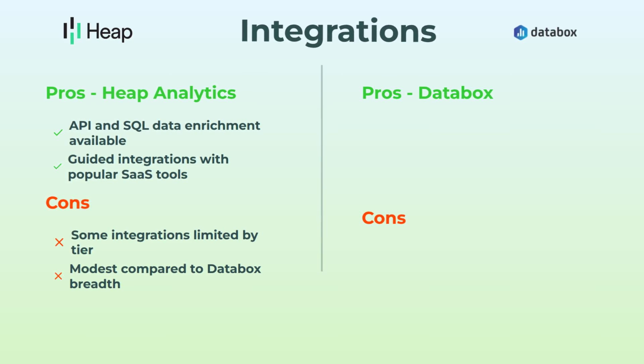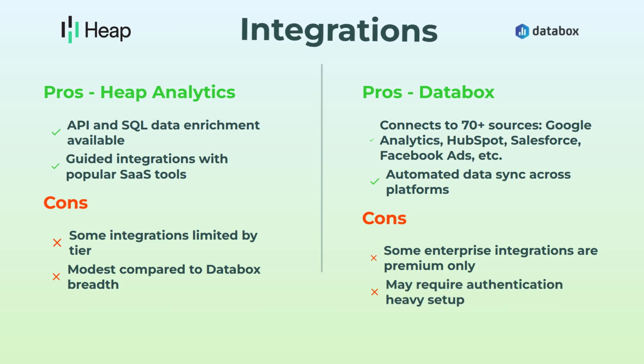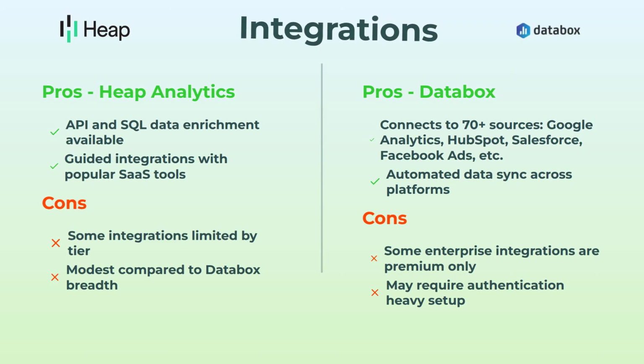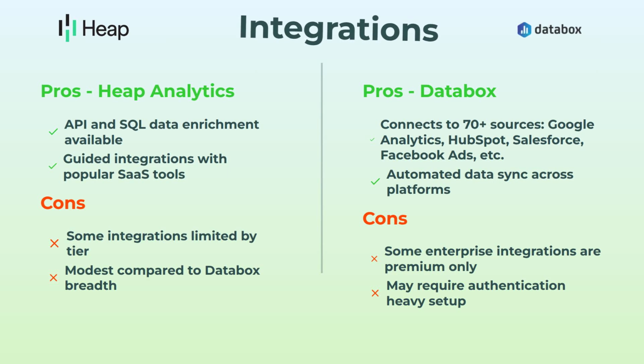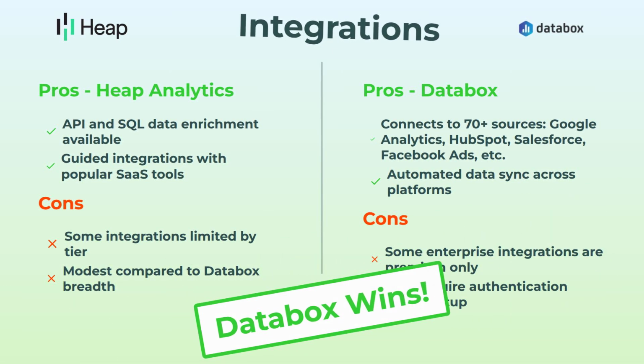Now, Databox is all about options. 70 plus sources out of the box. You name it. Google Analytics, HubSpot, Salesforce, Facebook ads, it all connects. They even let you automate data sync across all those platforms, which honestly saves you a ton of hassle. Some enterprise integrations are locked to premium, and setup can get a bit authentication crazy. But Databox totally runs away with this one.